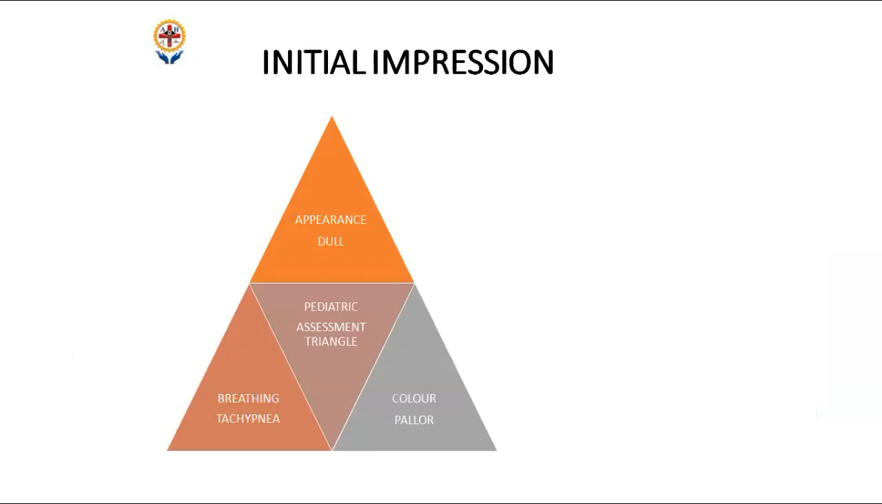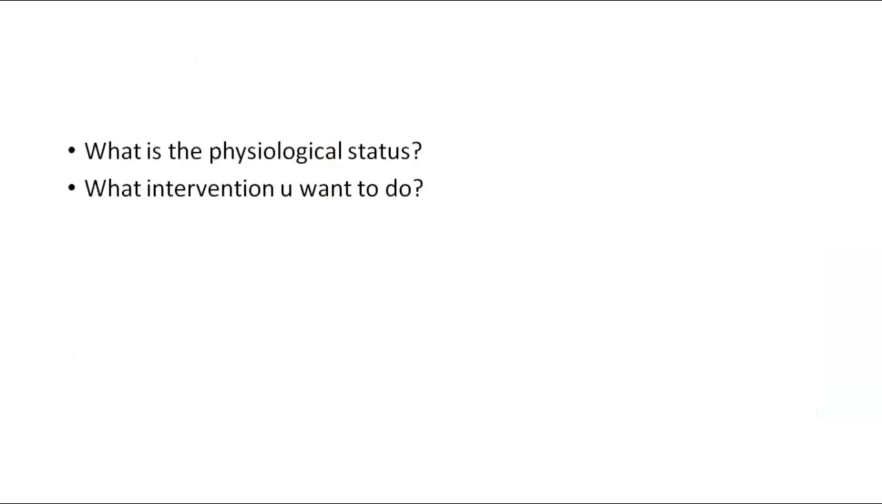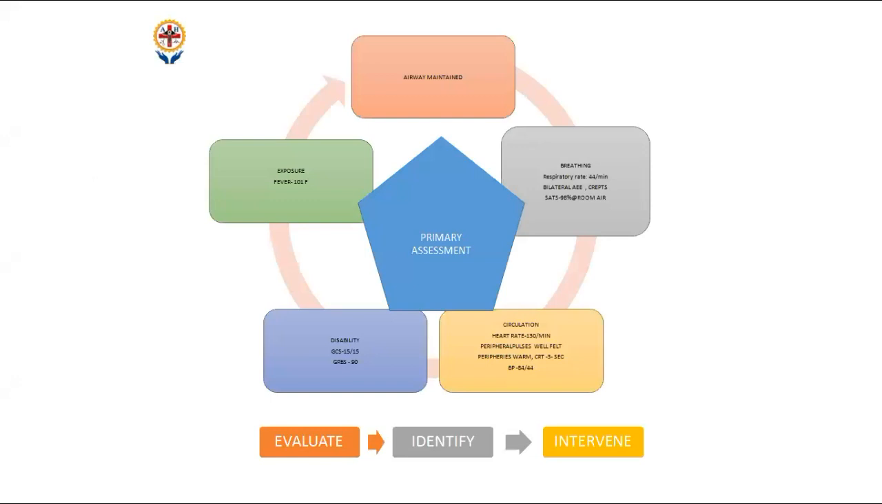So coming to the initial impression, the child's appearance is dull. Color, there is pallor, and breathing wise, the child has tachypnea. So what is the physiological status? Then what intervention, do you want to intervene or go ahead with your primary assessment? Except for some tachypnea and pallor, the child is otherwise okay. If you like, we can start oxygen, otherwise we can go for primary assessment.